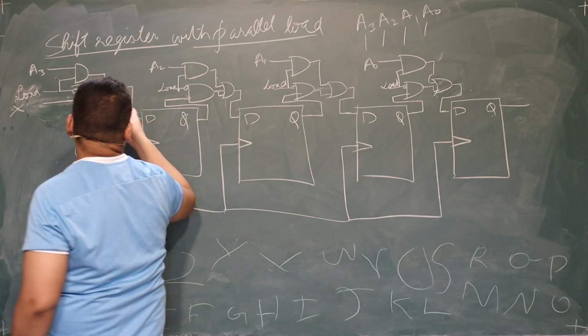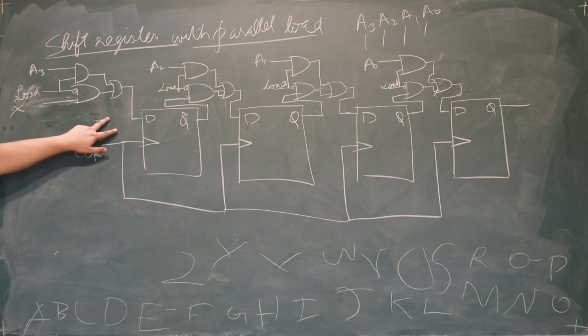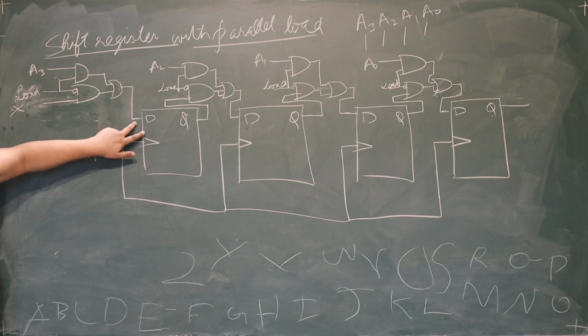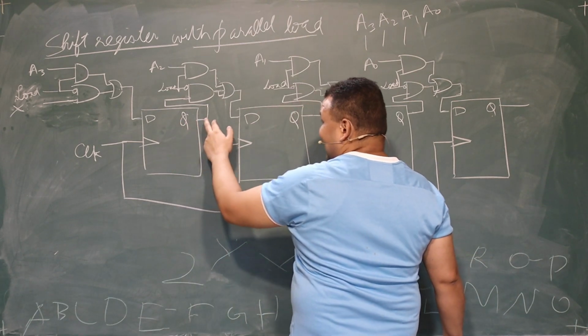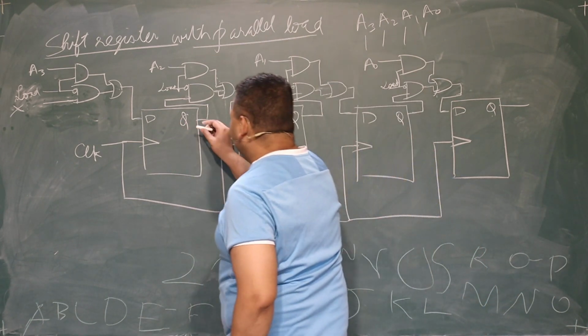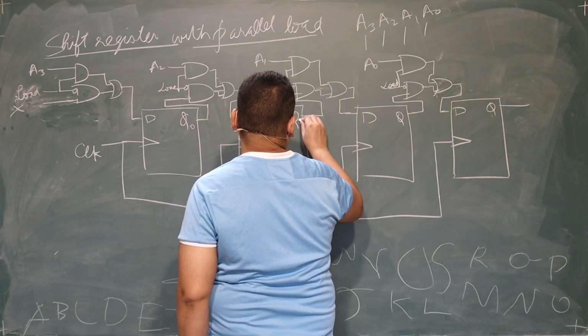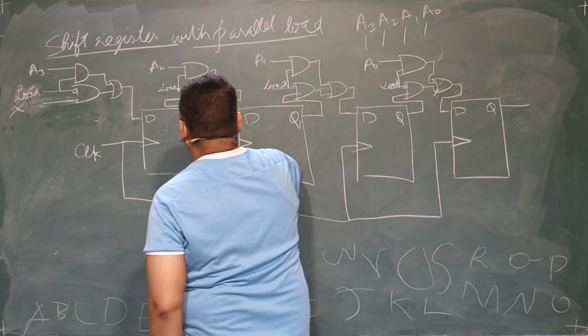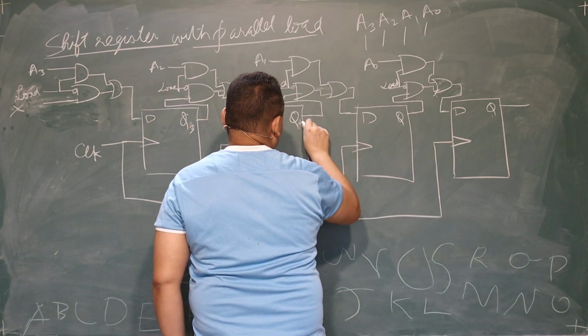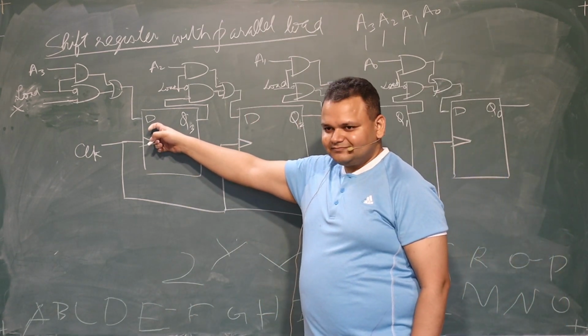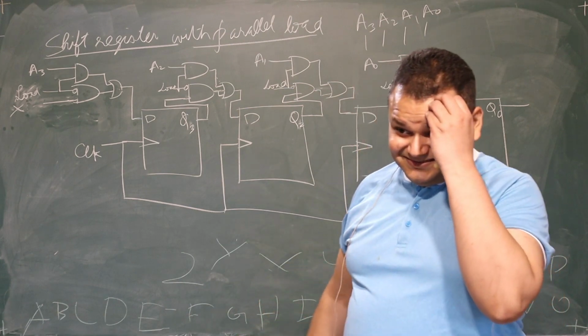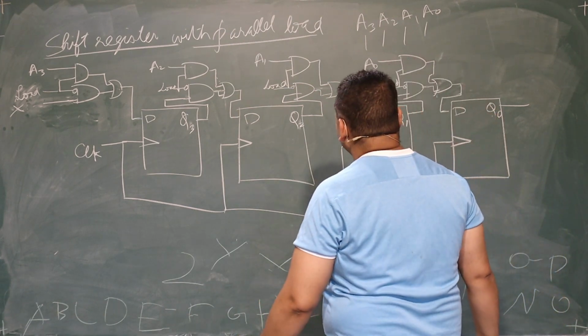What is this effectively doing? What is going to happen when load is equal to 0? This will become X, whatever your X is, and this is going to become Q3, Q2, Q1, and Q0. Does everybody get it? What is happening here? Or shall I explain?